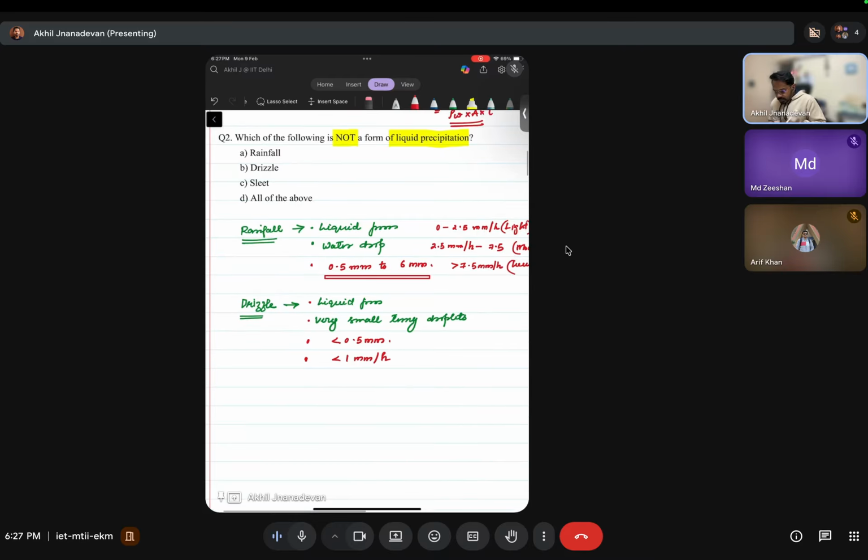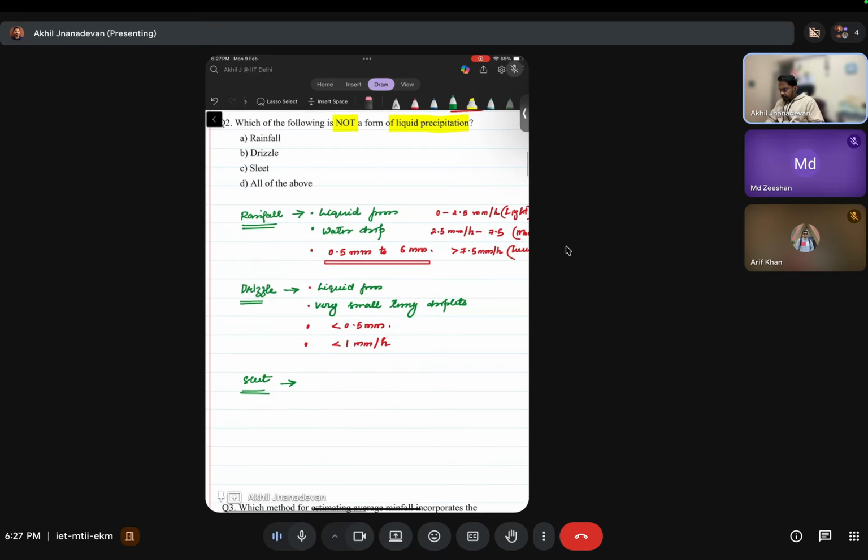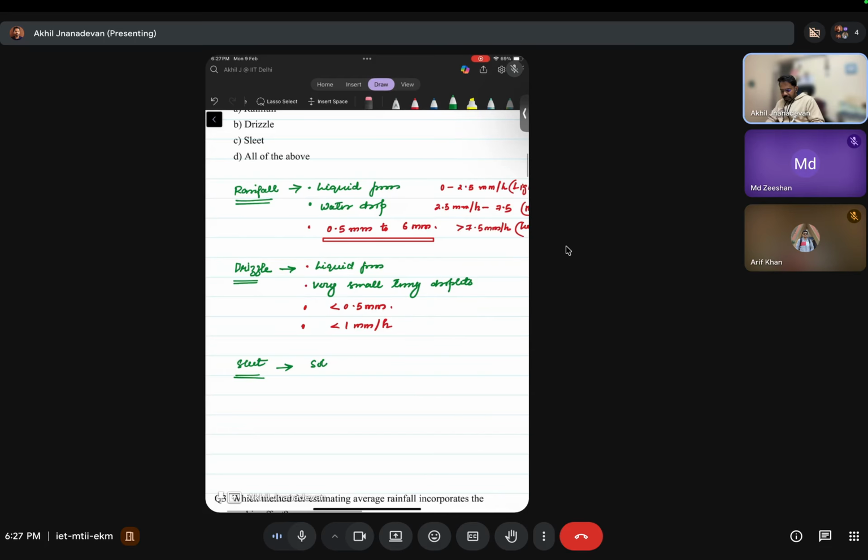And the third option is sleet. So sleet is basically not a liquid form. This is basically a solid form, right? It is a solid form of precipitation. It is basically ice. We can call them ice sheets.